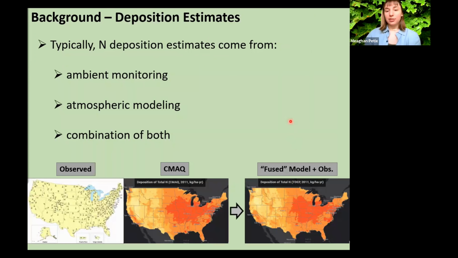Accurate measurements of nitrogen deposition are needed for land managers to determine nitrogen critical loads and exceedance estimates. The deposition estimate used to evaluate a critical load can influence whether an exceedance is expected and can change management and policy response. Typically, nitrogen deposition estimates come from ambient monitoring, atmospheric modeling such as CMAQ, which Adrian talked about yesterday, and a combination of both known as a model data fusion approach.